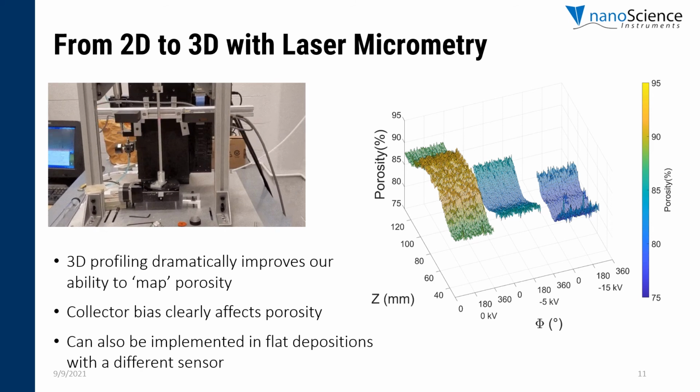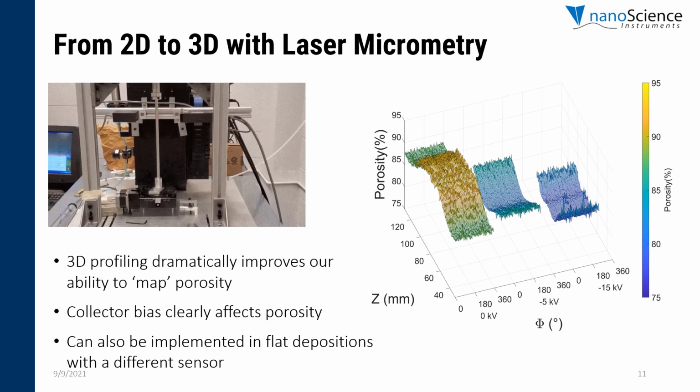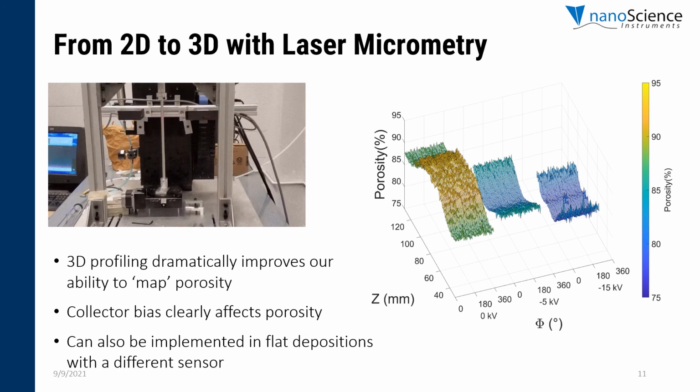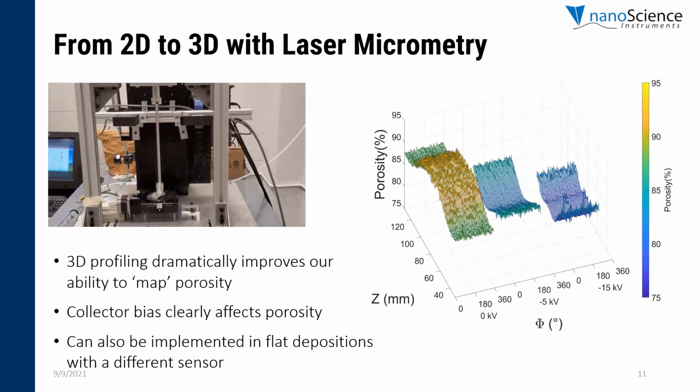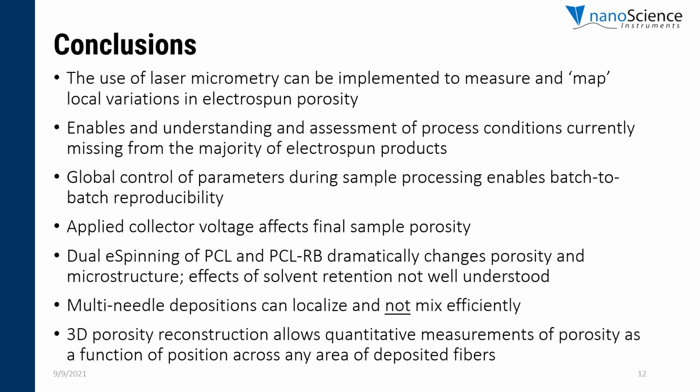A similar setup can be implemented in a flat electrospun sample with a different sensor, something that is already available in the FluidNatech technology and especially for roll-to-roll deposition. In conclusion, laser micrometry can be used to map variations of electrospun porosity throughout the sample length. By globally controlling all electrospinning parameters with the FluidNatech technology under tight environmental conditions and in combination with laser profiling, we can better process and explore different conditions that could be missing from current electrospun products.